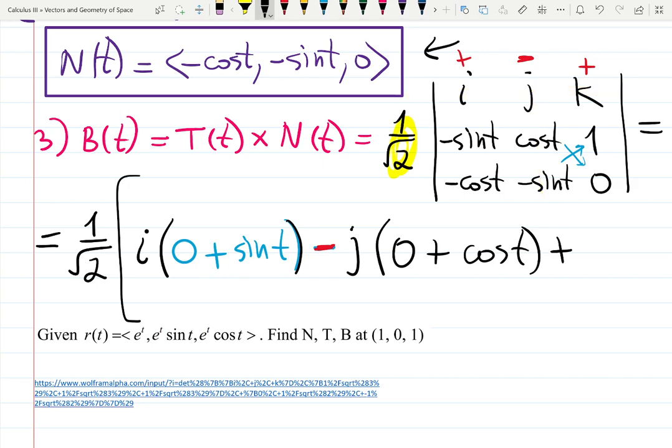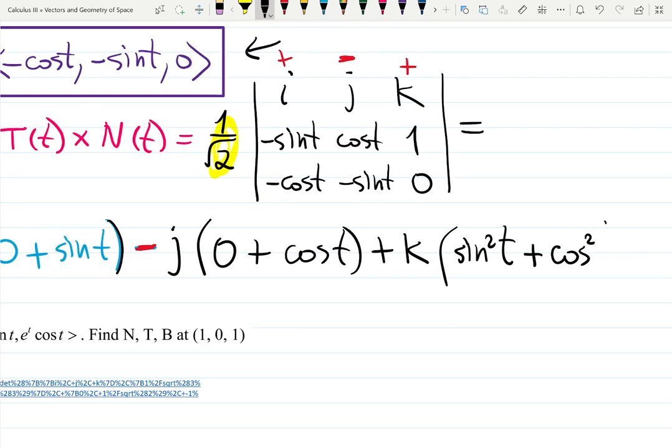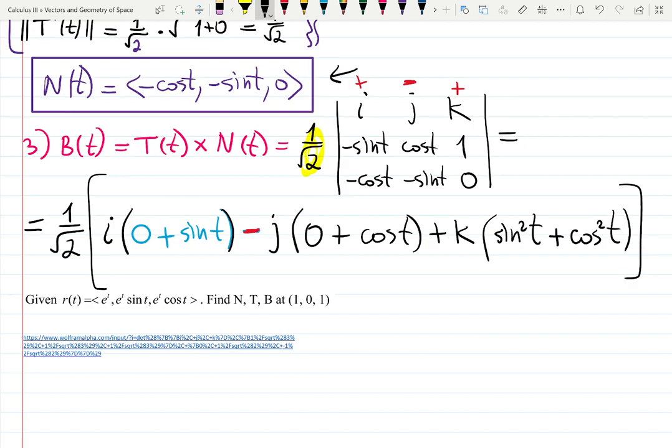Finally, plus k. K is destroying everything to the left and down, so I have the most complicated one. Minus sine times minus sine is just sine squared. Minus, open parenthesis in your mind, minus cosine times plus cosine is minus cosine squared. Minus times minus gives you plus. Be very careful with that, or else it will be harder if you don't see that. And now you just simplify.